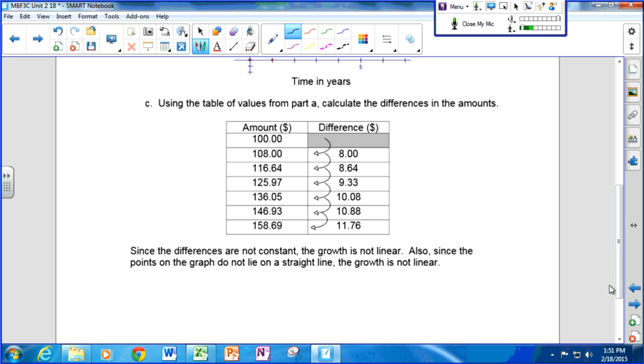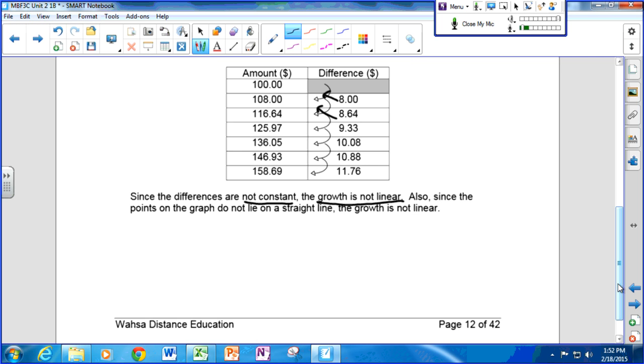What is the difference between those two numbers? And you see in this chart, they really didn't have a place to put the numbers right between them, so they kind of put them down one, which is fair enough. So since the differences are not constant, the growth is not linear. Well, not linear, it's exponential.